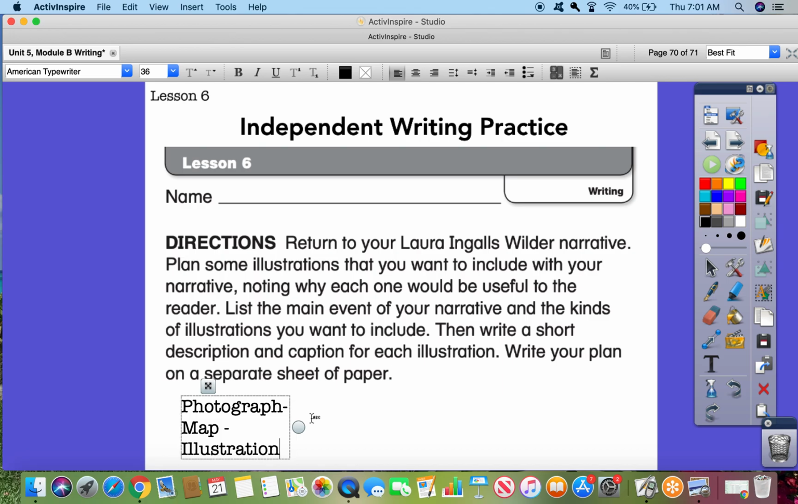Okay, so you can draw these out on a separate piece of paper, but what I want you to do is, if you're going to include each one of these, then tell me, how is this helpful to the reader? Give me a description of what the photograph is of the map or the illustration, and then give me a caption for each. Okay, if you have any questions at all, please reach out to me on Google Classroom.